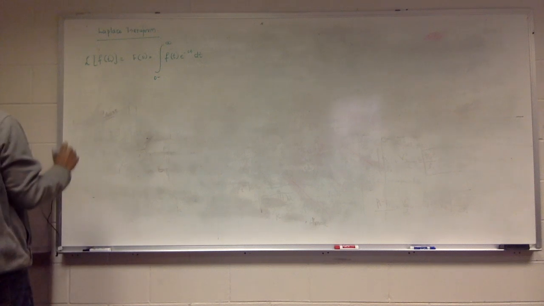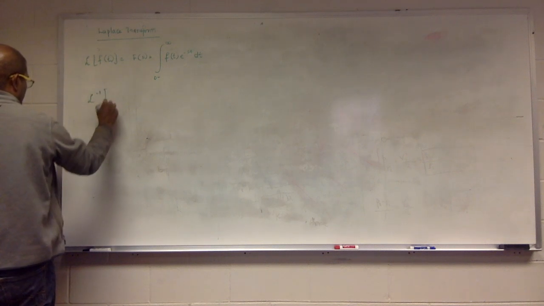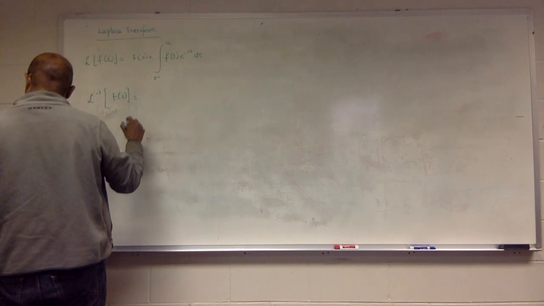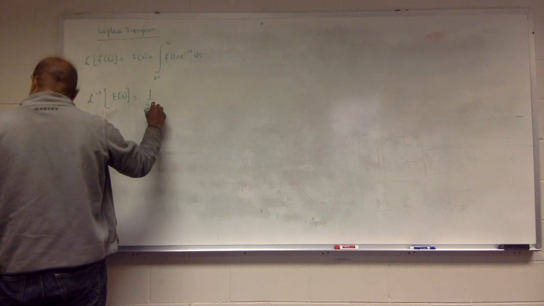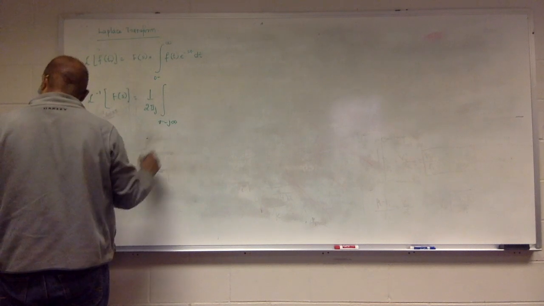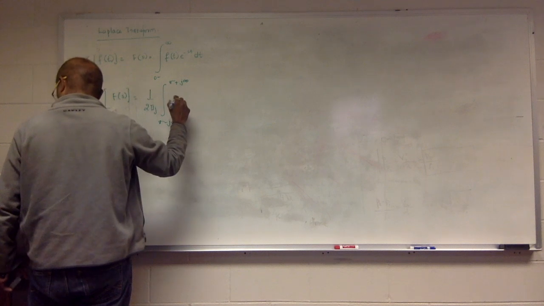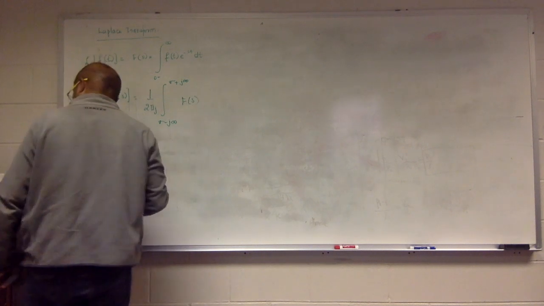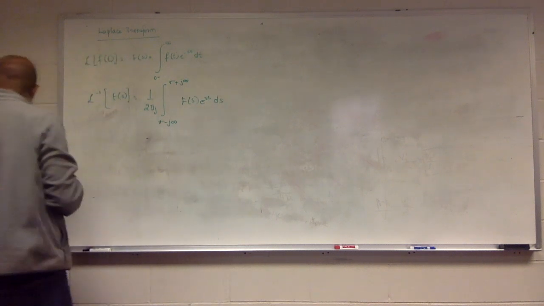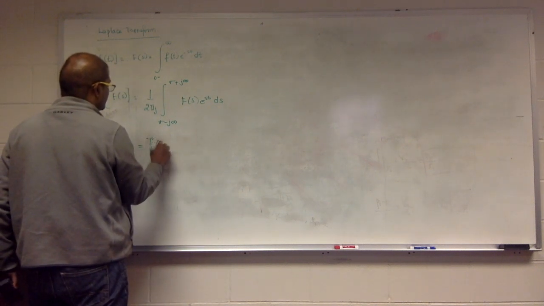And similarly, the inverse Laplace, so if you have F of s, is defined as 1 over 2 pi j integration of sigma minus j infinity through sigma plus j infinity F of s e to the power of st ds. And this will result in f of t u of t.